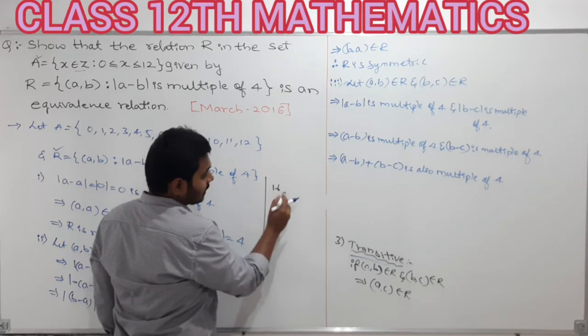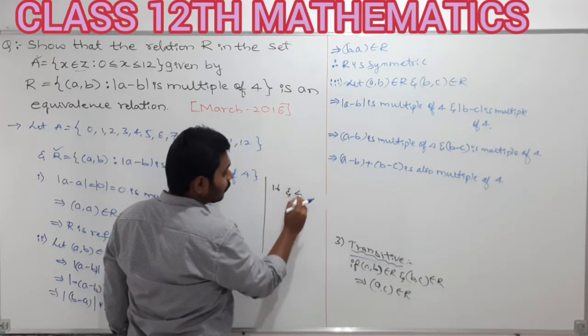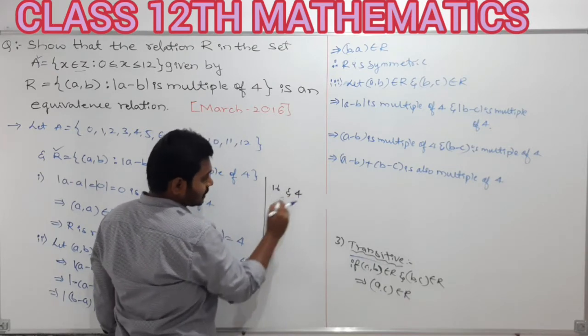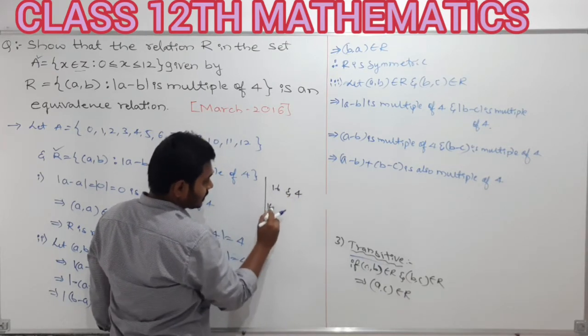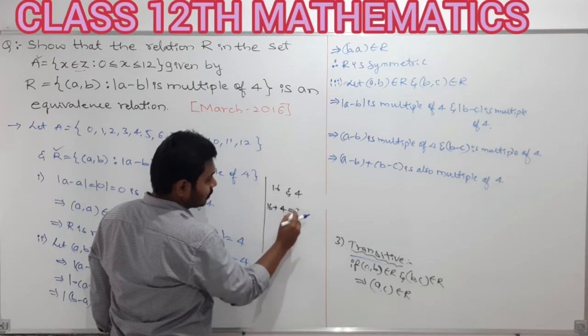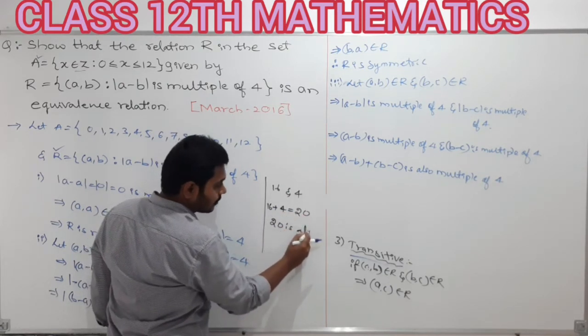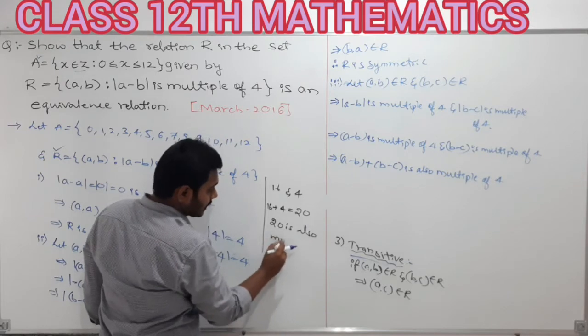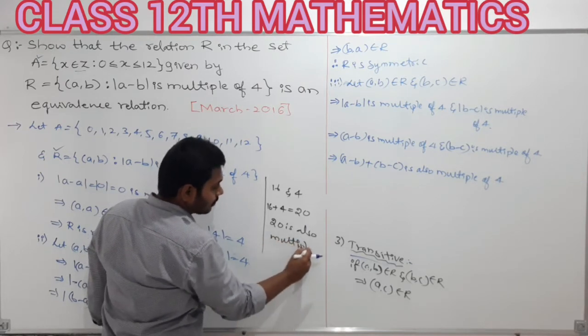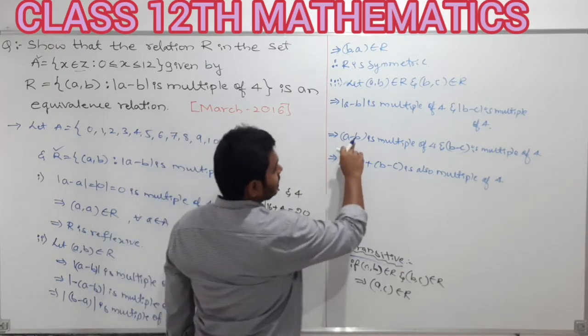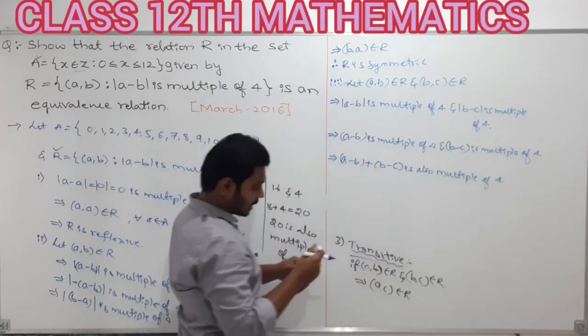4 times 4 is 16, and take another number, 4 times 1 is 4, which is also a multiple of 4. If you add these two, 16 plus 4 equals 20. So 20 is also a multiple of 4. Therefore, my dear students, this number plus this number is also a multiple of 4.